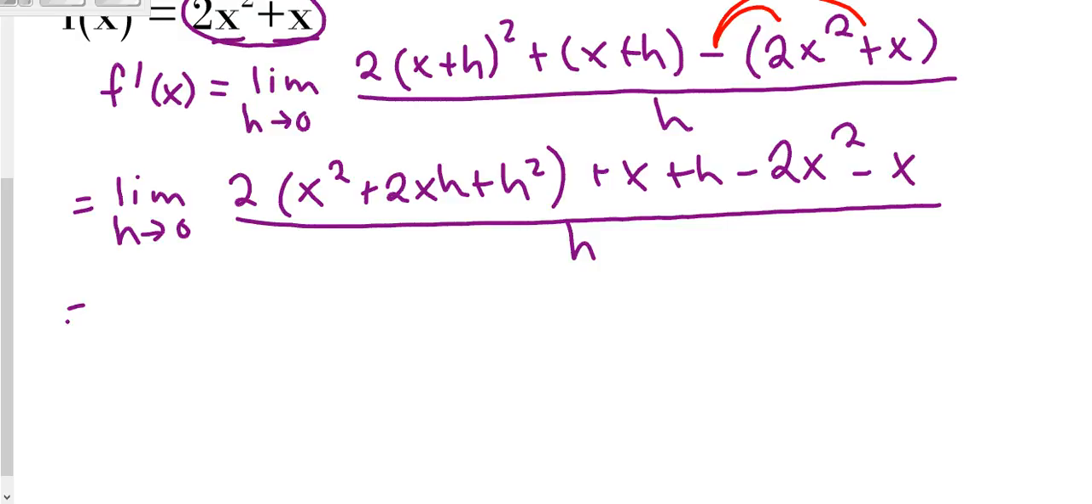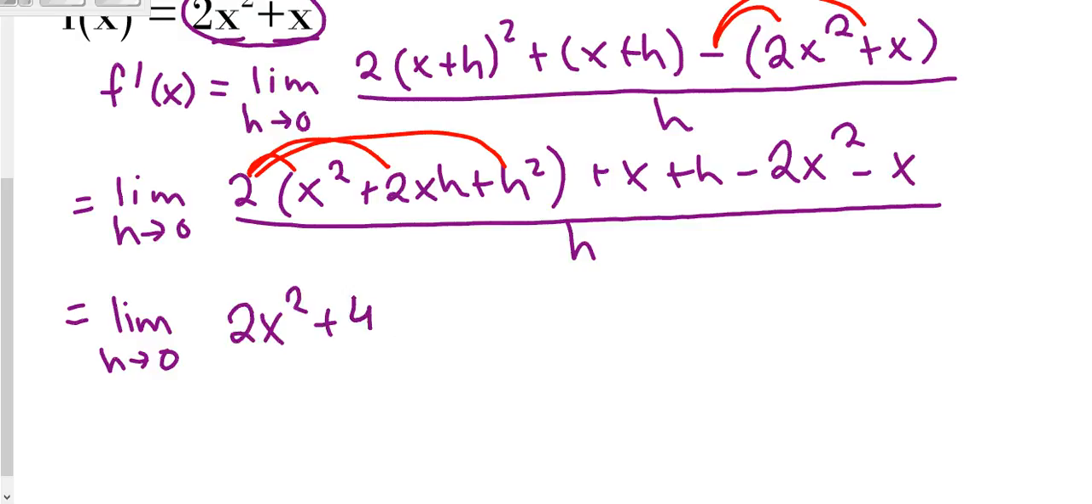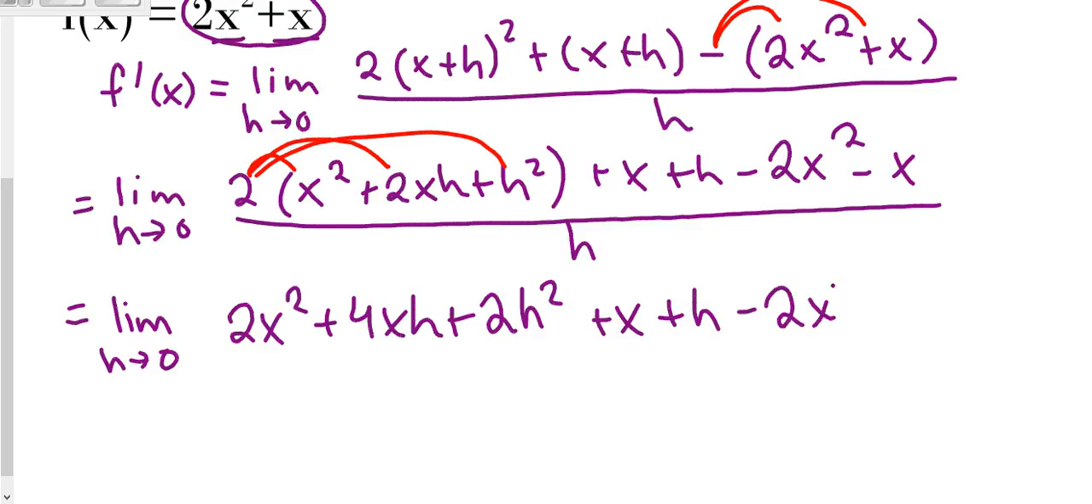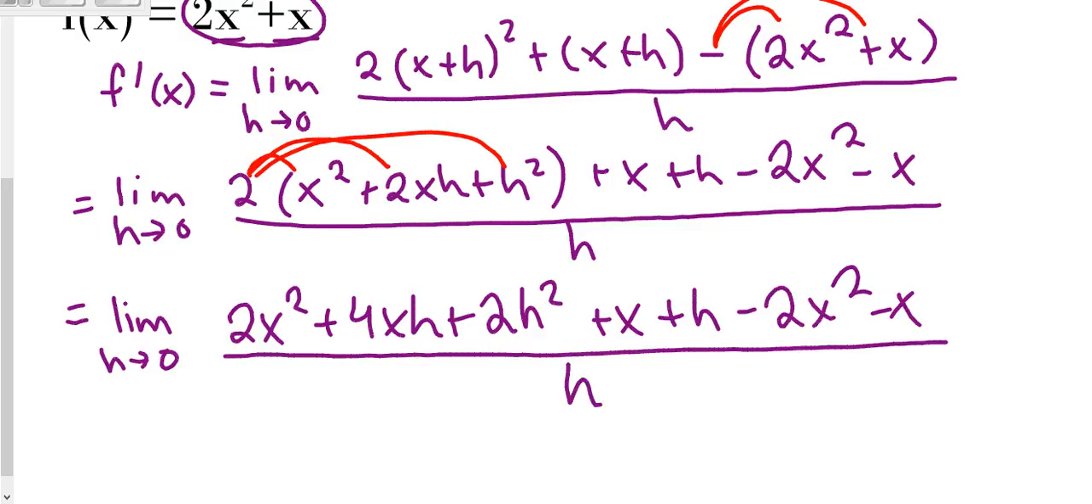This is still a limit, so we still need the limit as h approaches 0. We're going to distribute this 2. Make sure that it goes to everything that you see. So we have 2x squared plus 4xh plus 2h squared. And then we have the rest, plus xh plus h minus 2x squared minus x all over h.